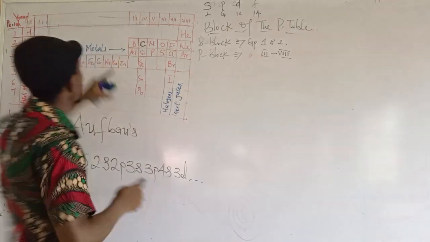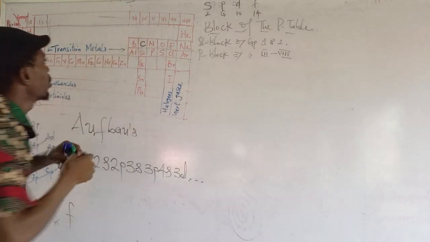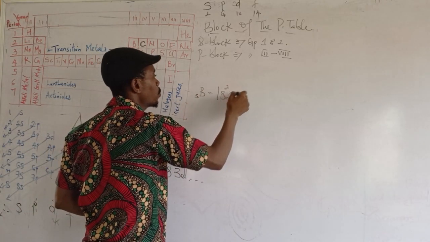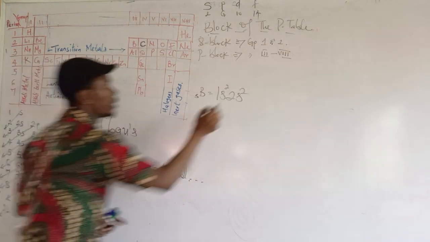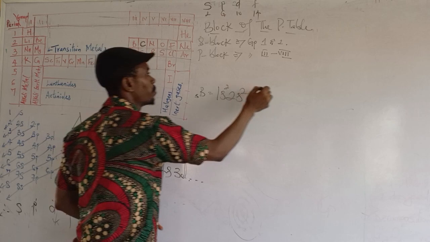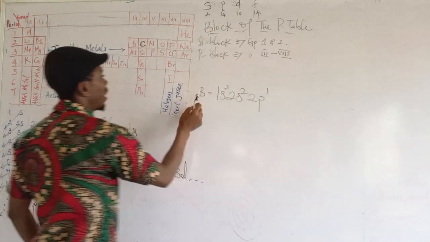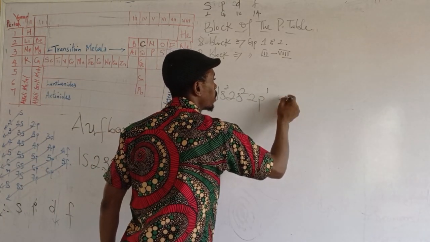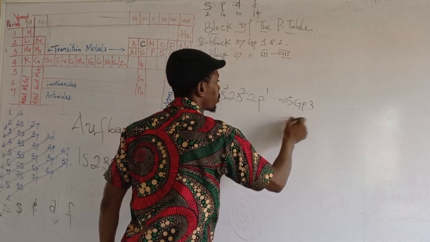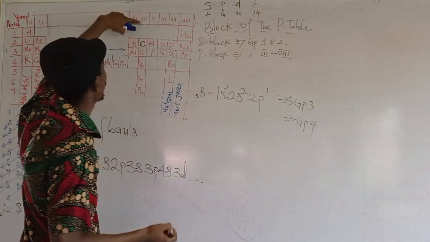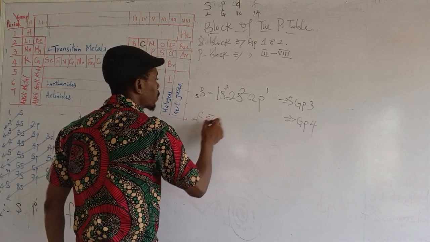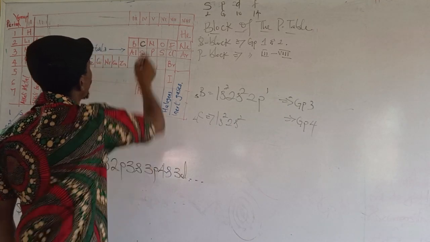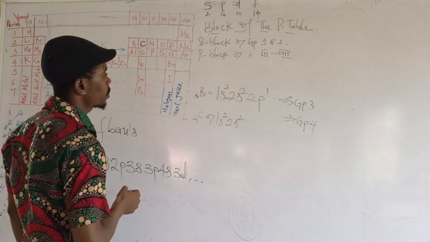So let's check group 3. An example is boron. Boron is the 5th element, so it is 1s2, 2s2. After 2s2 is 2p. Here is already 4, making here 1 to complete 5. We have put an element in group 3. Let's check group 4. We have carbon. Carbon is in group 4: 1s2, 2s2.